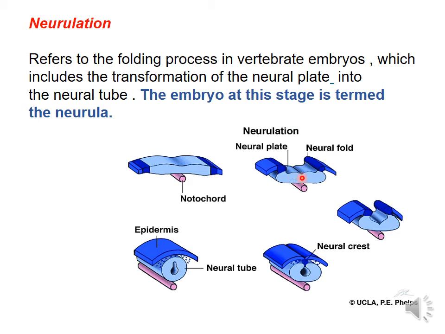Later on, this plate will be elevated at the borders, forming the neural folds. These are the neural folds. They will continue to elevate, forming the neural groove, and these are the edges of this plate. They will meet together at the midline, forming the neural tube. It was a plate, and then due to folding at the edges, it will form the tube. This is the neural tube.